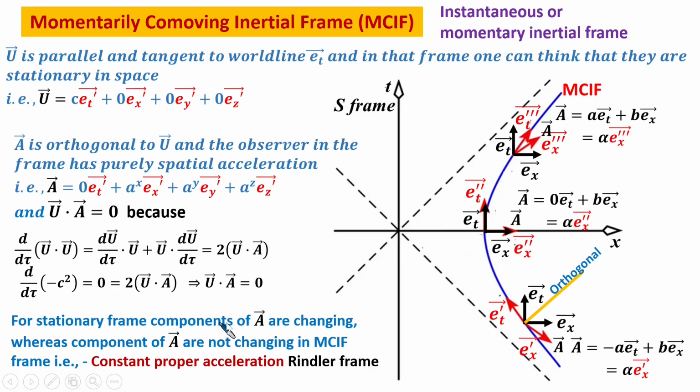So for the stationary frame, the components of A are changing. For the stationary frame, this A and B, this is 0 and B, because A is only in this direction. This doesn't have this component. And here again, this A is in this direction, so it is in the negative time component and positive spatial component B. But for the accelerated frame, these are all in the spatial direction with the same component. So I write: for the stationary frame, components of A are changing, whereas components of A are not changing in the MCIF. So they are not changing, it's all alpha. This is the case for constant proper acceleration, and this is also called Rindler's frame.